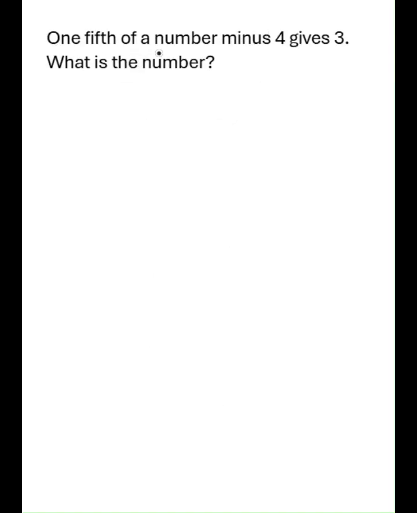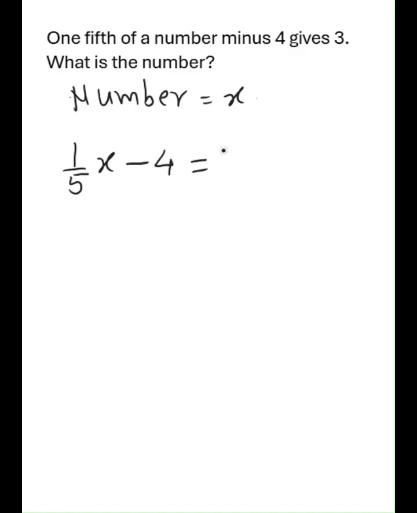1/5 of a number minus 4 gives 3. What is the number? So we will first keep the unknown number as x. Now 1/5 of a number, that means 1 by 5 of a number, minus 4 gives 3, means equals to 3. So this is the equation. We will now solve this equation to find x.